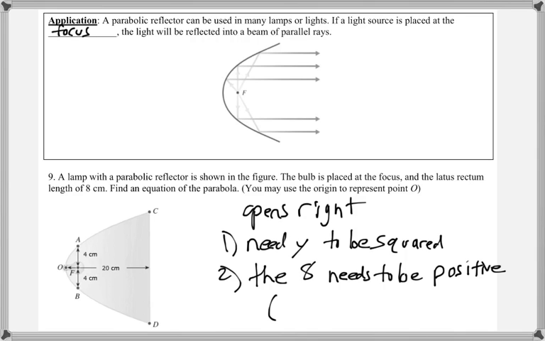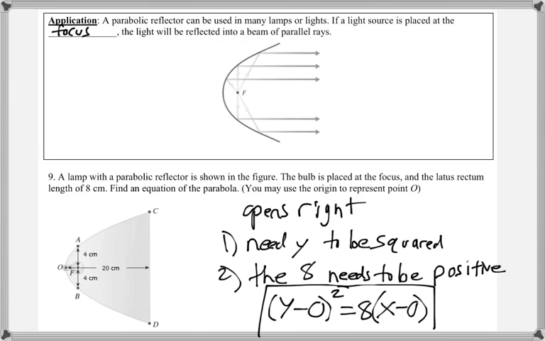So it's going to be y minus 0, because I'm using the origin, squared is equal to 8 times x minus 0. And that will be our equation. If you don't want to write the zeros, you could write it like this: y squared is equal to 8x. Either way is okay.